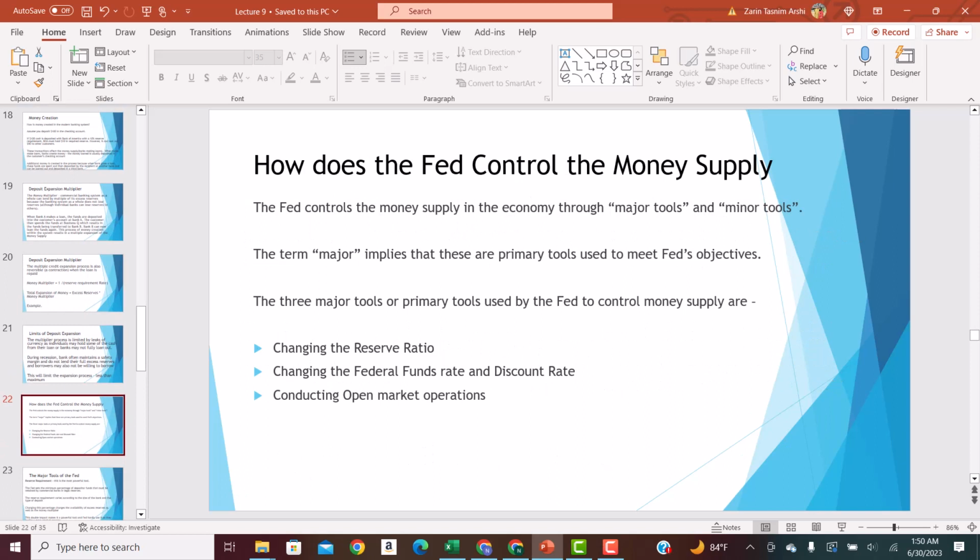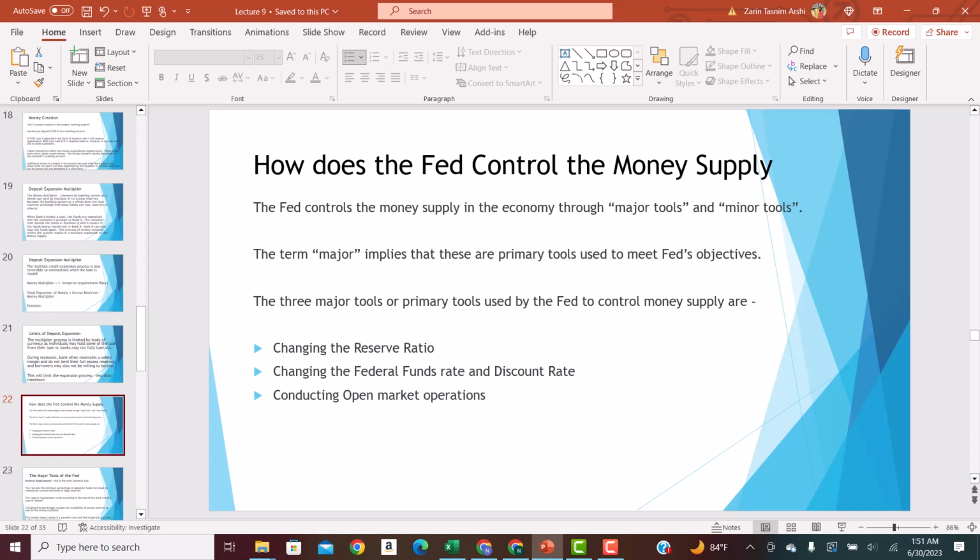So how does the Fed control money supply? There are many ways the Fed controls money supply. First of all, the Fed controls the money supply in two different ways: the major tools and minor tools. Major basically means these are the primary tools used to meet the Fed's objective to control money supply. Minor tools are indirect ways to control the money supply. First we are going to focus on the major tools, then we're going to talk about the minor tools.